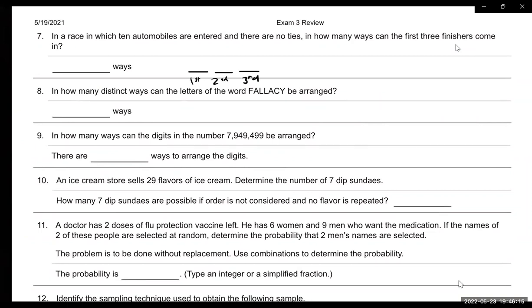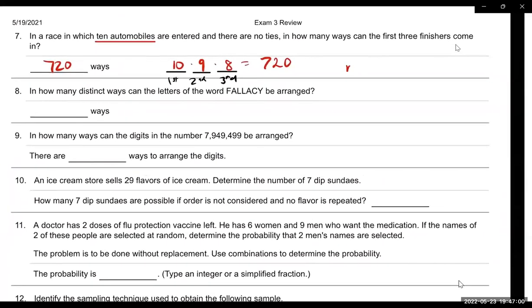So how many possibilities are there for first place? There are 10. Yeah, there's 10 different cars that can be first. And then how many choices are there for second place? Yeah, 9, because the first place winner is out. So now there's only 9 cars to choose from. And now for third place, there's only 8. We multiply, and that should be 720. Let's see if we're right. And we are. All right. You could have also done nPr, because there's three finishers for first, second, third. So that would have been 10 automobiles, P3, and you would get the same thing.